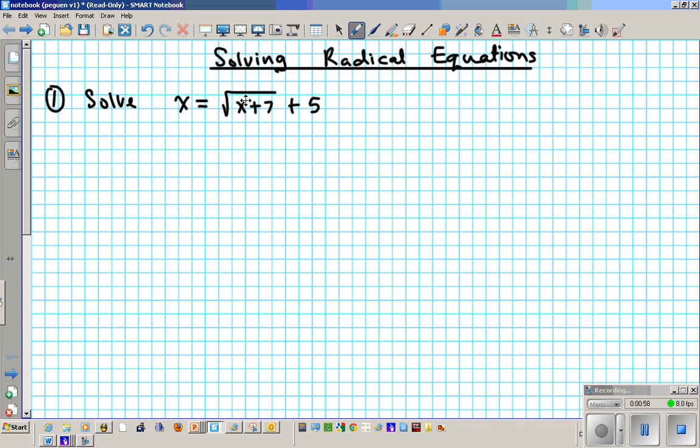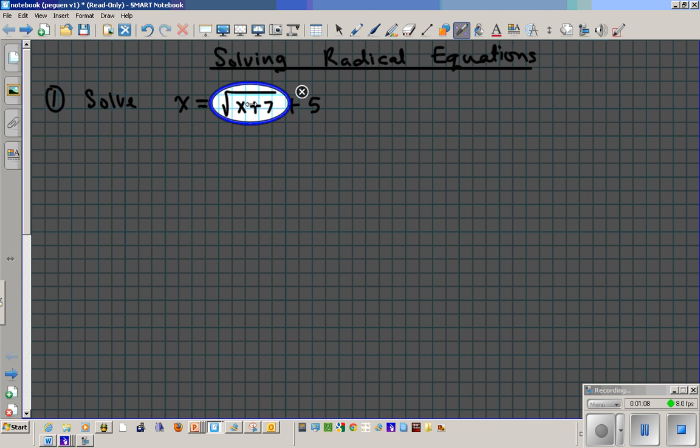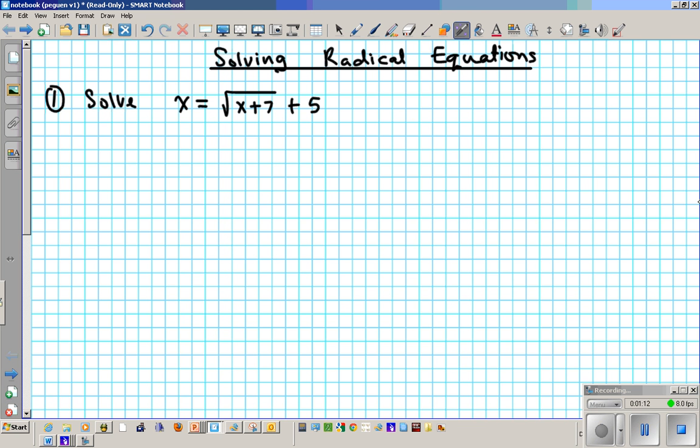Okay, so I want to get this radical on one side. This radical right here. My goal is to isolate this radical. Then I'll square both sides, and then I'll get rid of it. So what I'm going to do is subtract 5 from both sides to isolate the radical. So I'm going to have x minus 5 equals the square root of x plus 7.